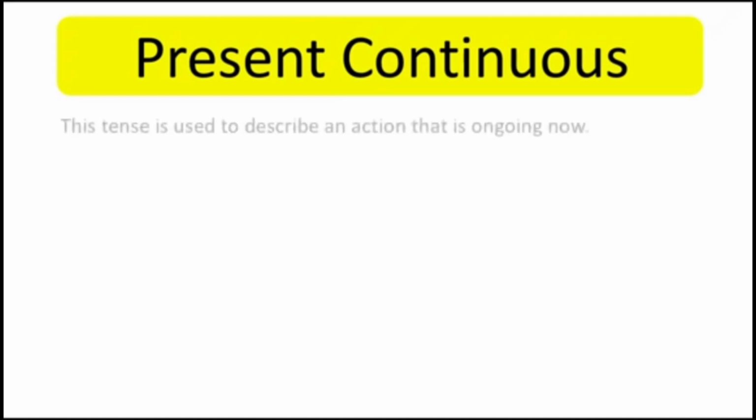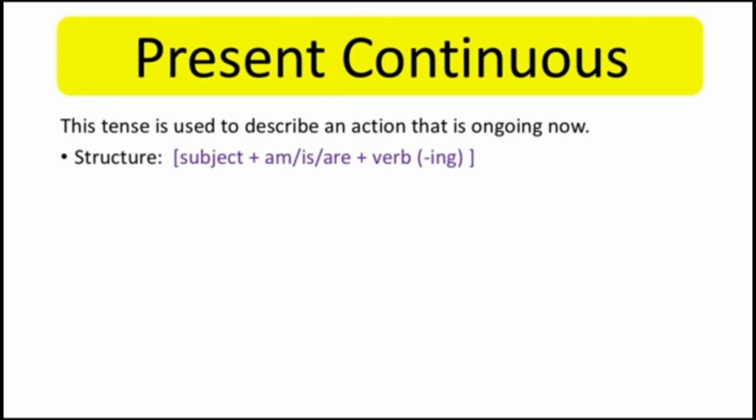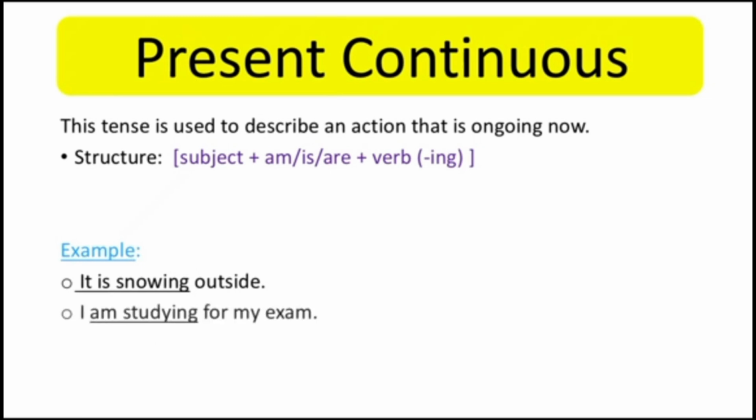Present continuous. This tense is used to describe an action that is ongoing now. The structure is the subject plus am, is, or are plus a verb ending in ing. For example, it is snowing outside. I am studying for my exam. She is eating her lunch.